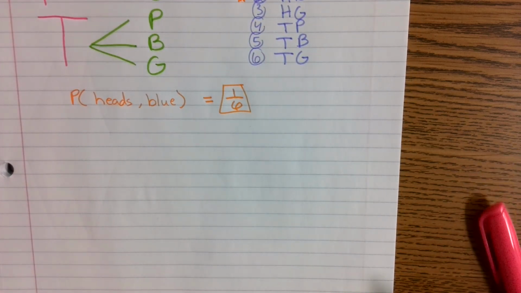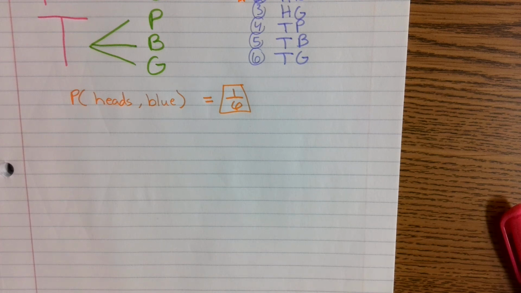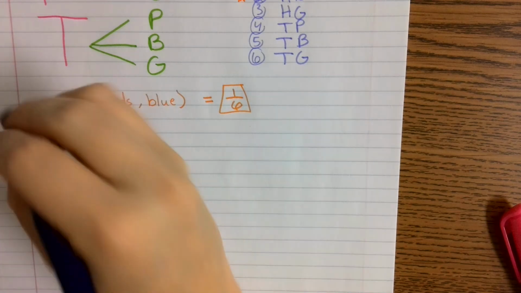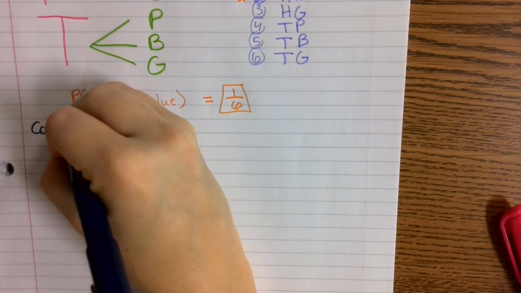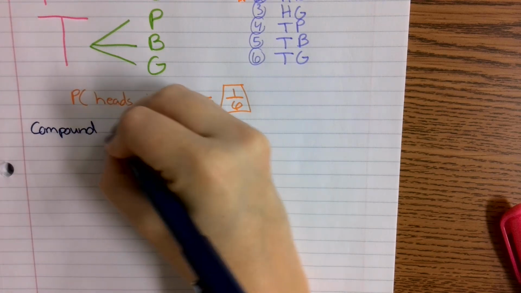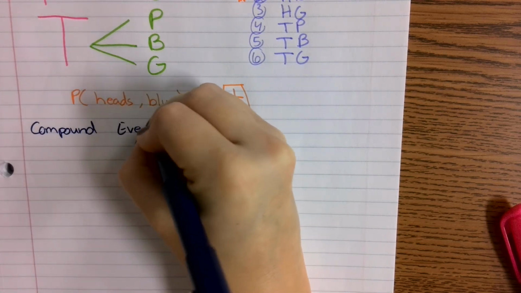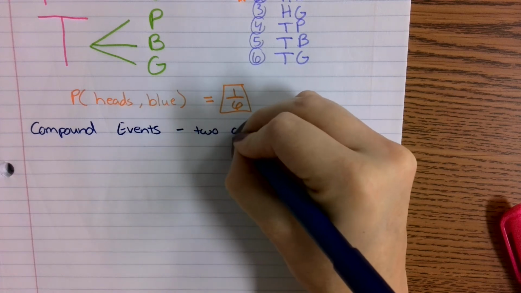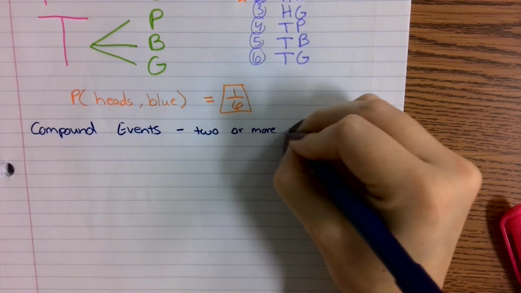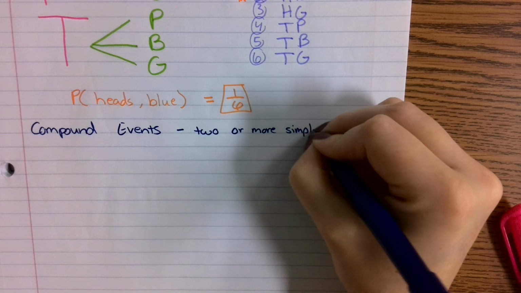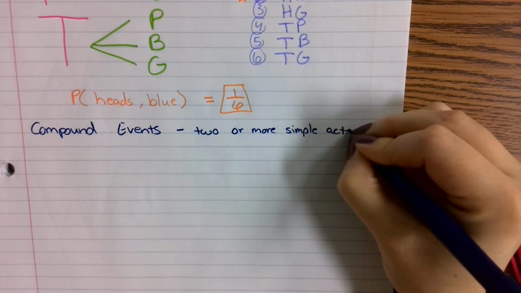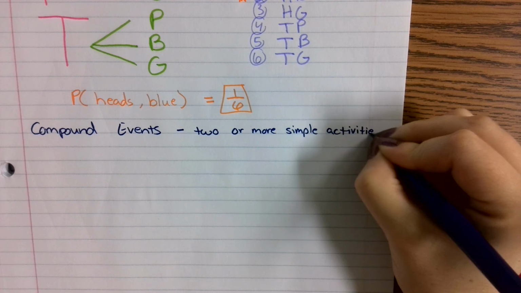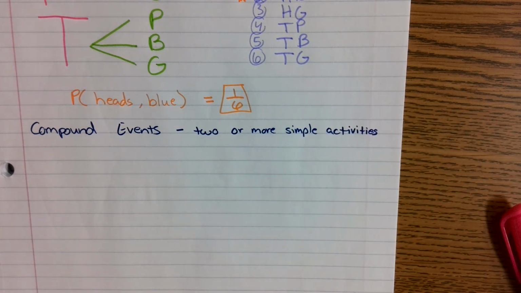Now, a tree diagram just models what it looks like. There is actually a faster way of doing so when you're talking about uniform probabilities. So we're going to talk about compound events. And again, we're going to do this as quickly as we can. Only a couple of examples. A compound event means it is 2 or more simple activities, like a coin and a spinner.